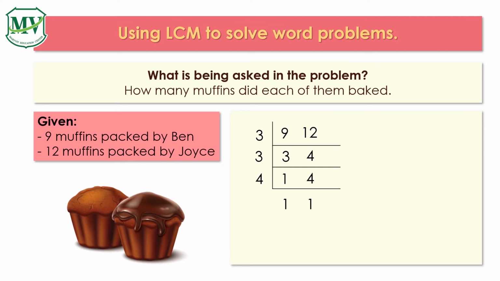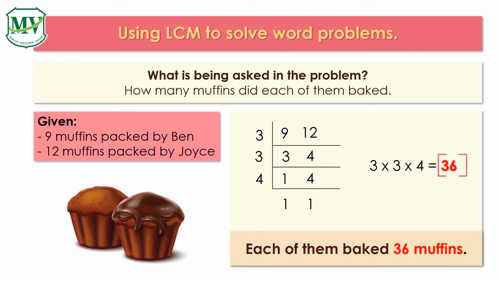Then we stop. Multiply the divisors. 3 times 3 times 4 is equal to 36. Therefore, each of them baked 36 muffins.